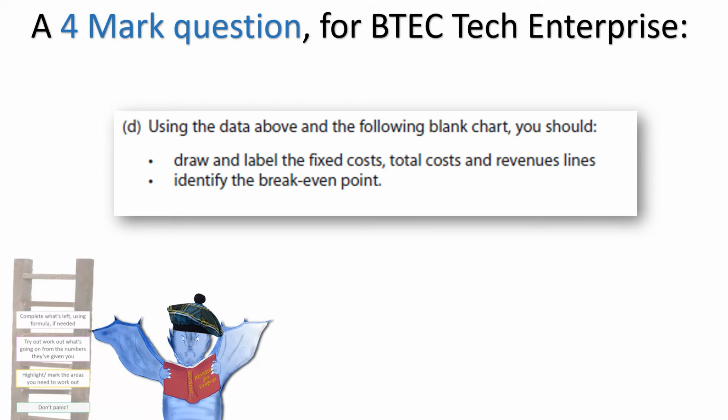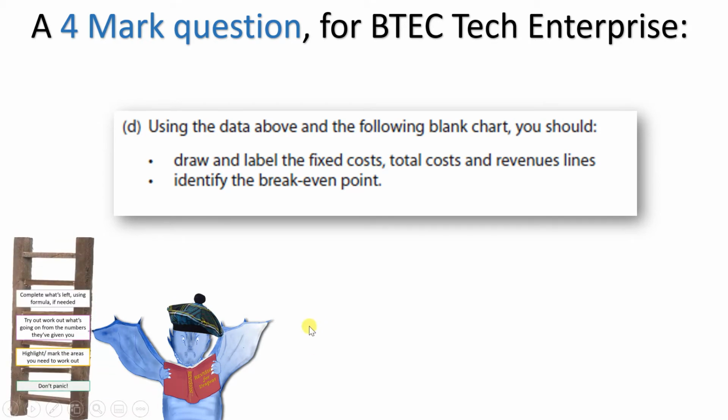Well, according to the steps, we need to seriously not panic. There's the first one. So step 2, highlight, mark the areas you need to work out. So let's just make sure we know what we're working out. First of all, you're asked to draw and label 3 things. Let's make sure we get the 3 things. First one are fixed costs. Then it's total costs. And the final line is revenue.